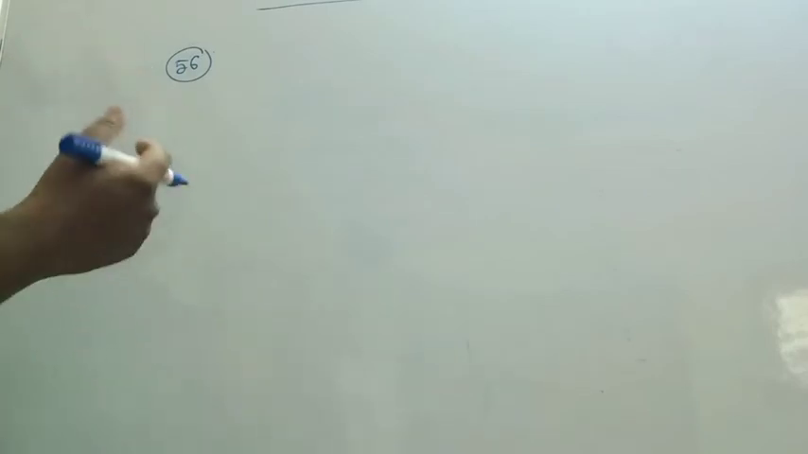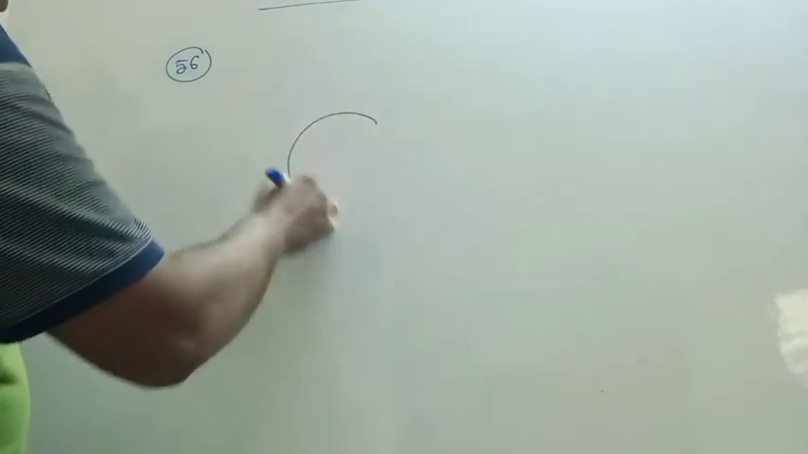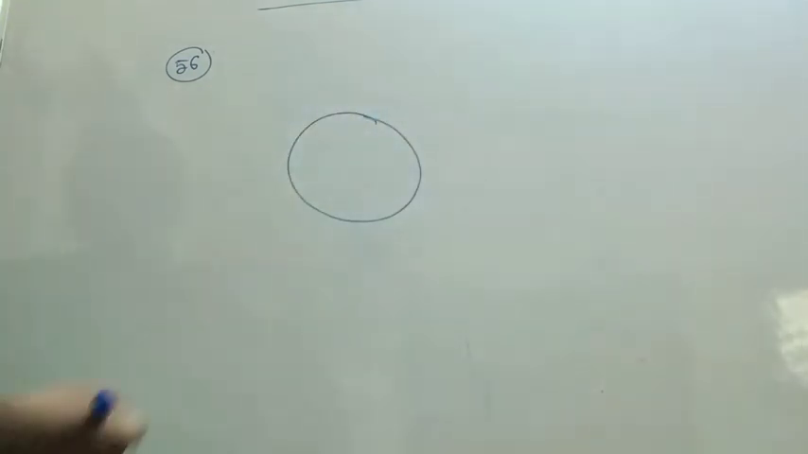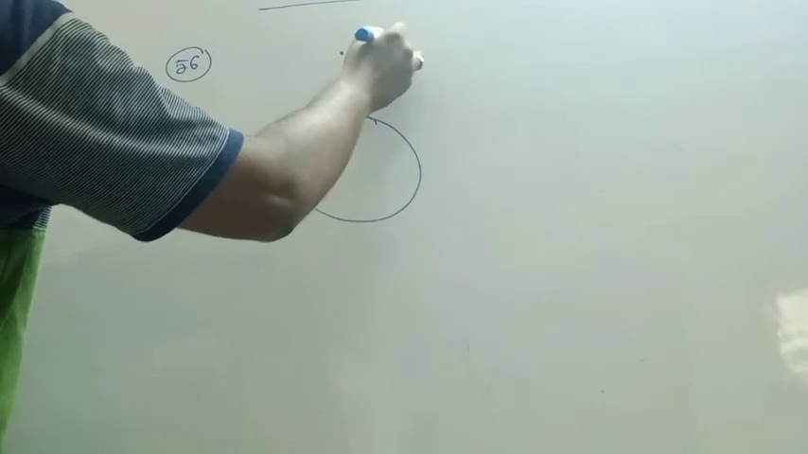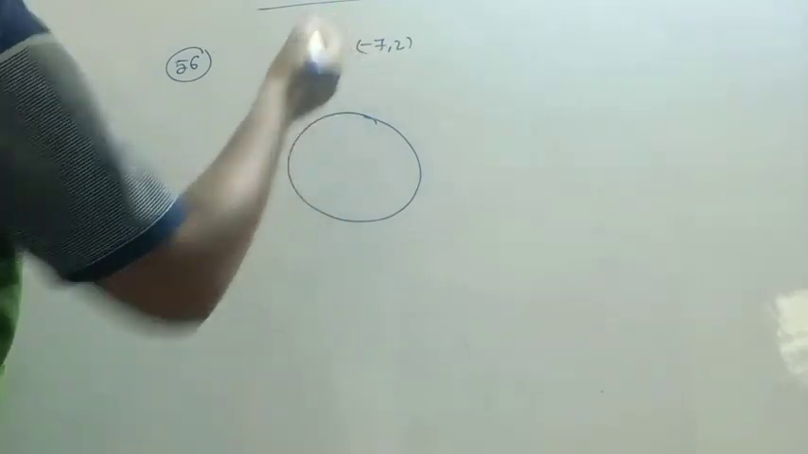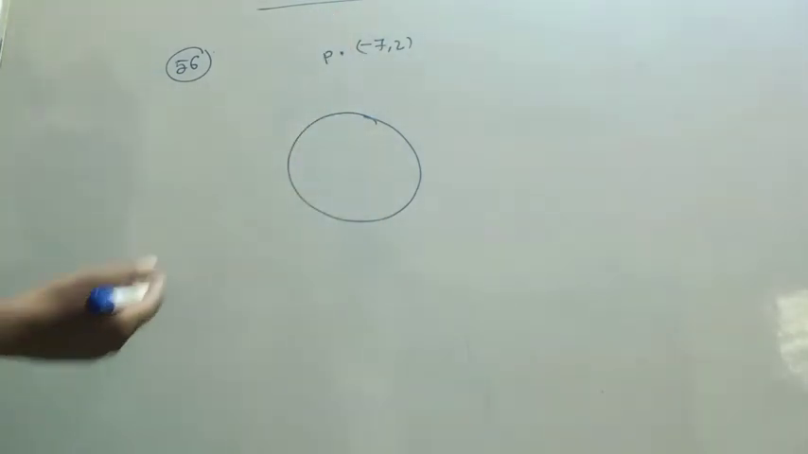Now, my dear students, we have here the 56th question. Already we have discussed the longest distance and the shortest distance from a given point to the circle. They have given the circle equation and one point also. Let us take that point as minus 7, 2. This is the point P.